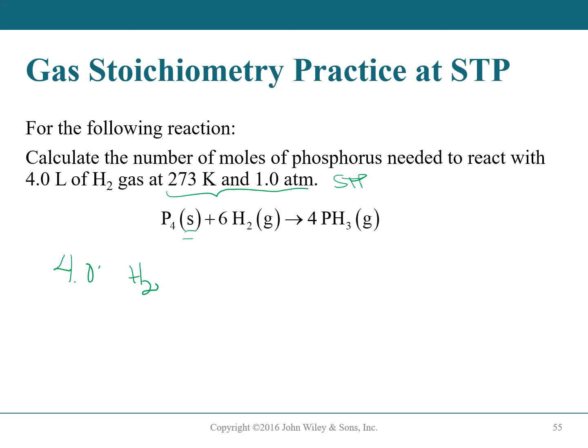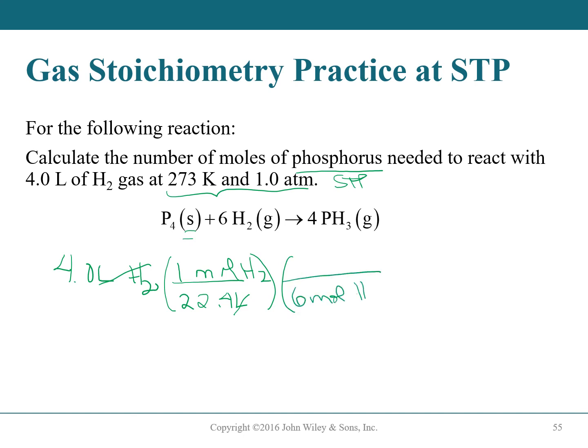Okay, so volume to moles, we're going to use our molar volume, right? So we know it's 22.4 liters for every 1 mole of hydrogen gas. But what we're actually after is phosphorus, aren't we? So we're going to need a mole to mole ratio. So for every 6 moles of hydrogen gas, we get 1 mole of phosphorus to react.